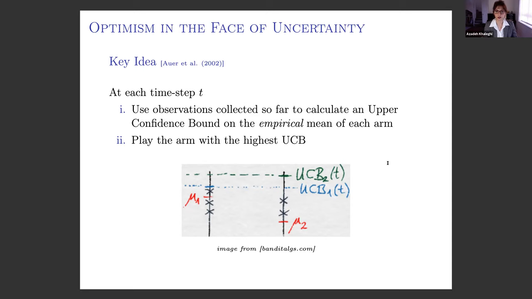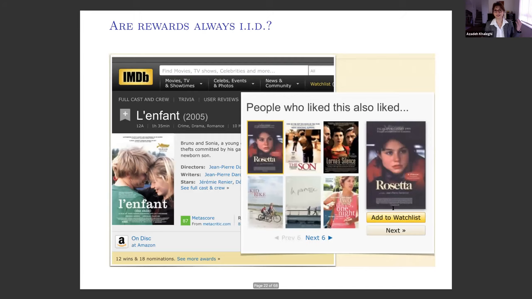So I'm not proving this, but it's rather simple to see that asymptotically, after n rounds of play, using a concentration bound such as Hoeffding's inequality, you can show that the expected number of times that you end up selecting the suboptimal arm is going to be logarithmic in n, n being the number of rounds that you've played so far. Okay, so back to the question that was raised earlier, are rewards always IID?